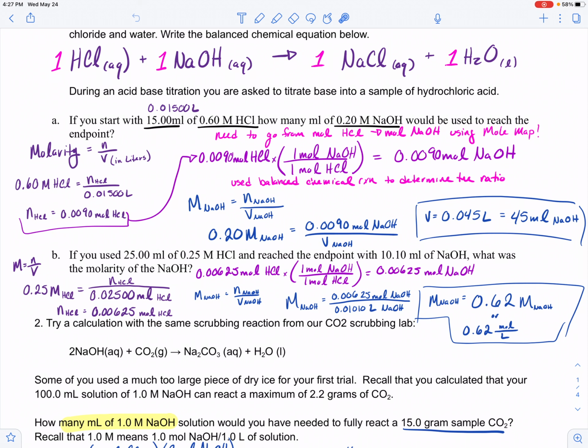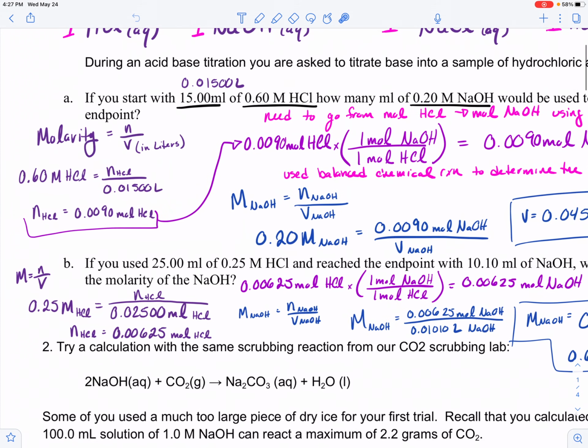After I finished balancing, the first question asks: if you start with 15 milliliters of a 0.6 molar hydrochloric acid solution, how many milliliters of 0.2 molar NaOH will you need? So we are going to go from HCl into NaOH. I know I'm going to have to eventually cross the mole bridge, so just keep that in mind. The other thing I know is that I'm working with molarity.